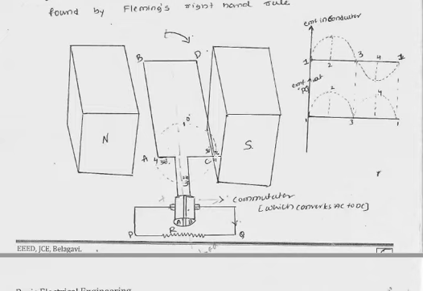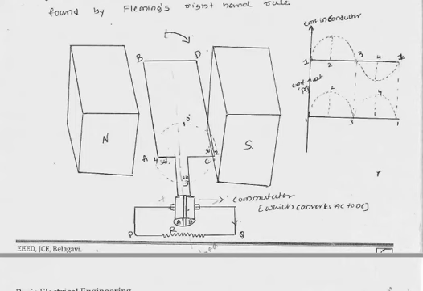One end of the coil is connected to one commutator segment. So these are called commutator segments. The other end is connected to another commutator segment, and this is a cylindrical body. On top of the cylindrical body we have the brushes, and using those brushes we connect a resistor R.